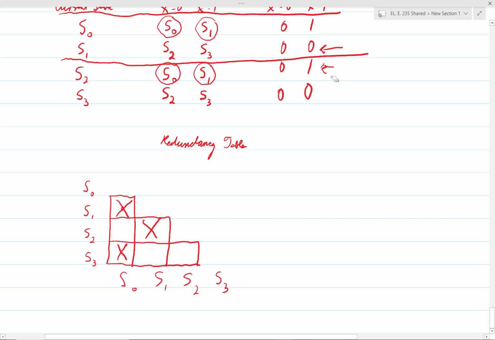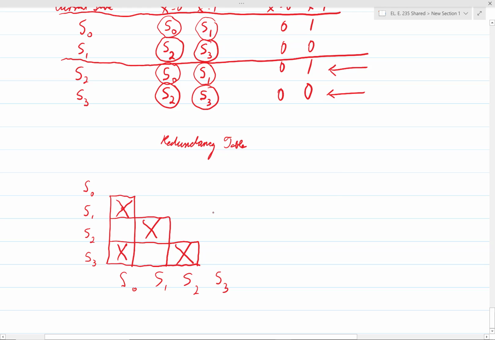Okay, what about S3 and S1? Well, the outputs match, and also the transitions match as well. S2, S2, S3, S3. So we will leave this one blank, because those could be equal. And then finally we'll ask, could S2 and S3 be the same? S2 and S3, that's this one and this one, and you can see the outputs are different, so we can immediately say no, they cannot be the same.